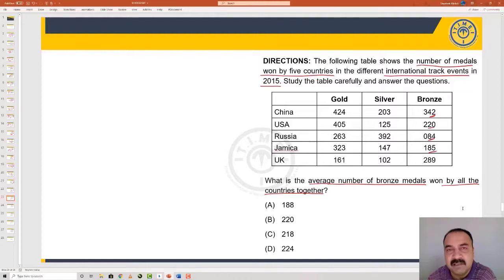146 plus 85. 146 plus 5 is going to be 151. 151 plus 80 is 231. 231 plus 9 is 240. 240 plus 80 is 320.